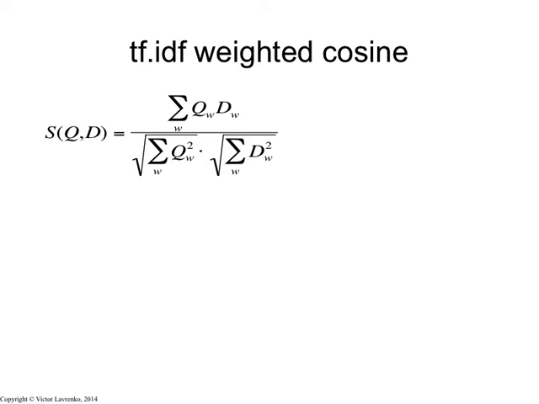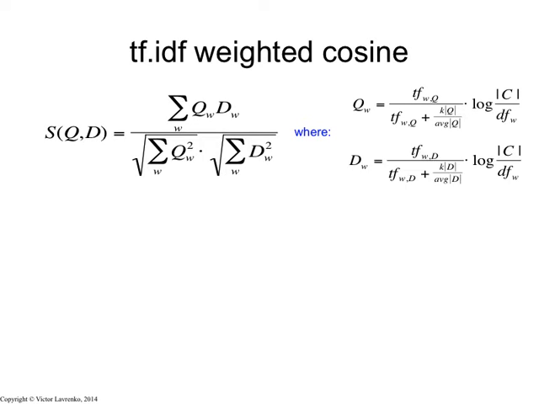So let's go through an example of cosine with a good set of weights. There's our equation for cosine. We have the QW and the DW, and the way we set them is just using tf-idf weights that we talked about in the previous lecture.